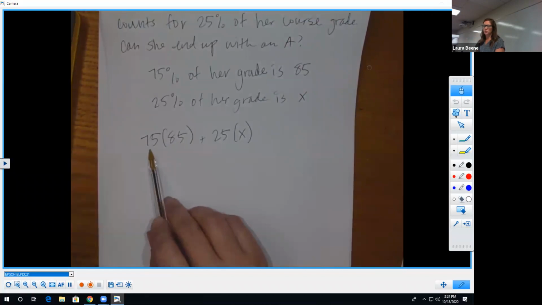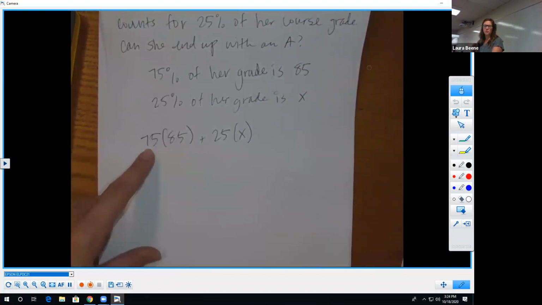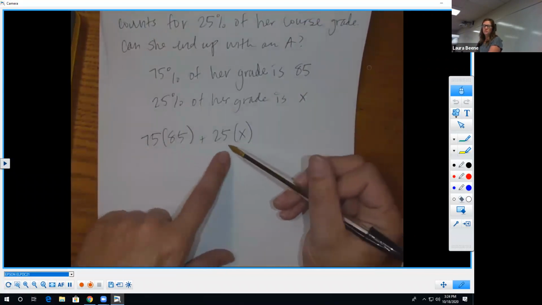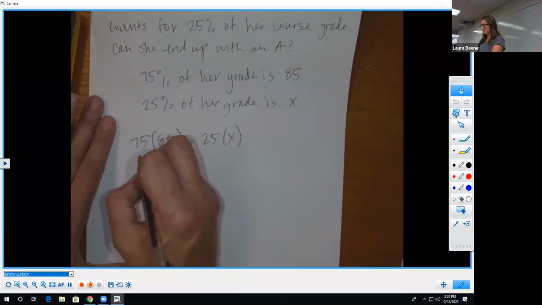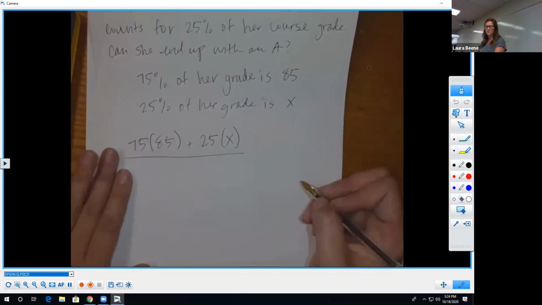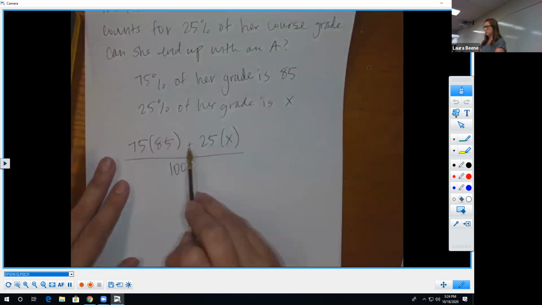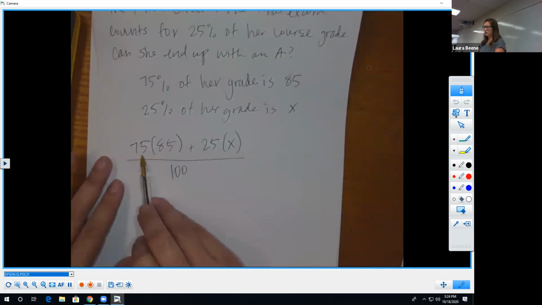Let's pretend like there's 100 grades in the class. 75 of them are the daily grade part, or the grade before the final exam, which is an 85. 25 of the grades is the final exam grade. So how many total grades do we have? Well, there's 100 total grades, or 75% plus 25% equals 100%, or you can think about it as 75 grades plus 25 grades is 100 grades total.